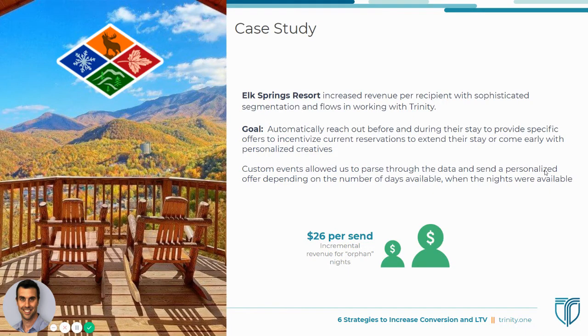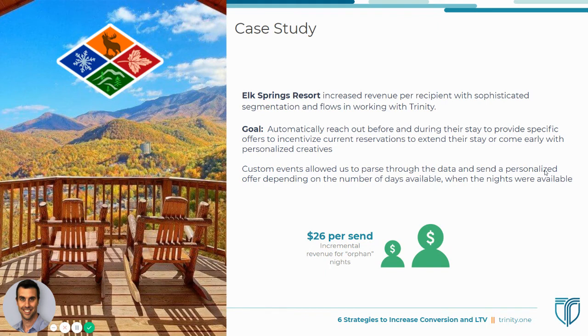Quick case study for you, just to spotlight again the power of email automation. This is Elk Springs Resort, and what we did was automatically reach out before and during their stay to provide specific personalized offers to incentivize reservations to extend. This was done with custom creatives that were personalized based upon where they were staying, and custom events allowed us to parse the data and send the personalized offer depending on the number of days available. So we're tapping into the database of Elk Springs to understand what's available and when we should send it.